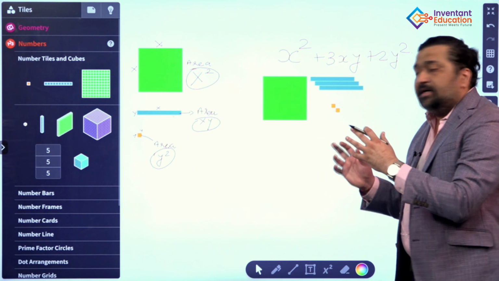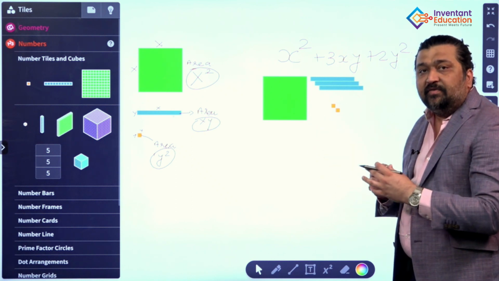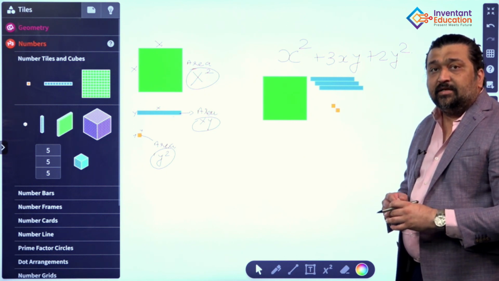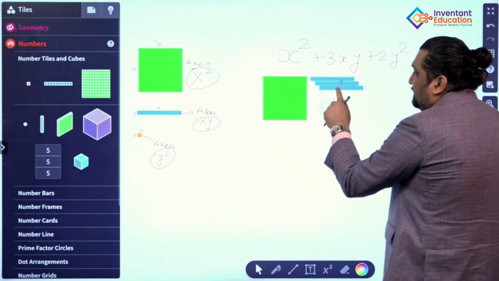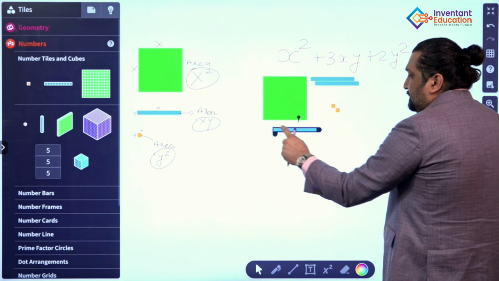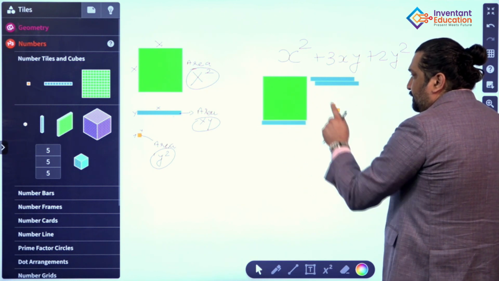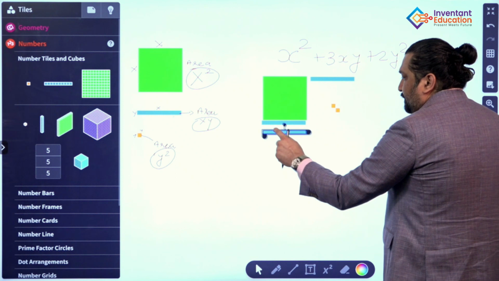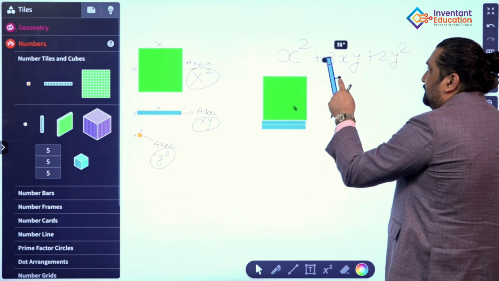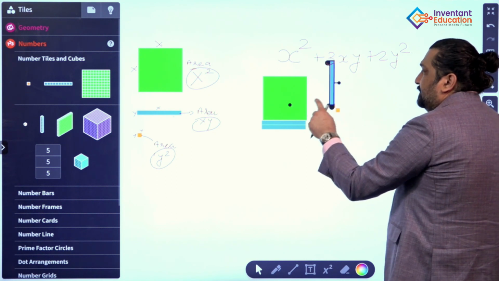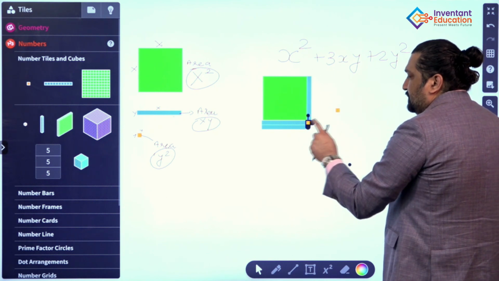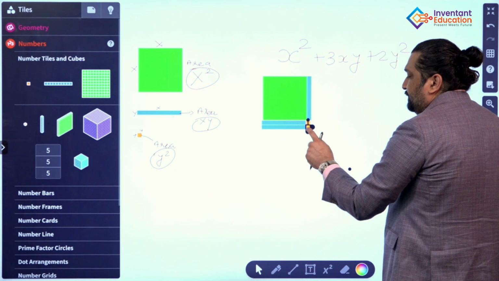Now if I can make a square or a rectangle with it, I can have 2 brackets, and that will be my factorization. But for that you have to do trial and error. So I can arrange them like this. Now this I need to rotate. So I rotate it by 90 degrees, place it here. So this is my rectangle.